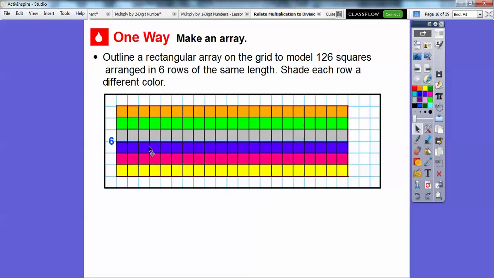If you're like my son, you are colorblind, and this color right here would be hard to see. This color and this color might be hard to see also. So I really apologize if you're colorblind like my son is, because he has a hard time seeing that. You'll still get the lesson though.